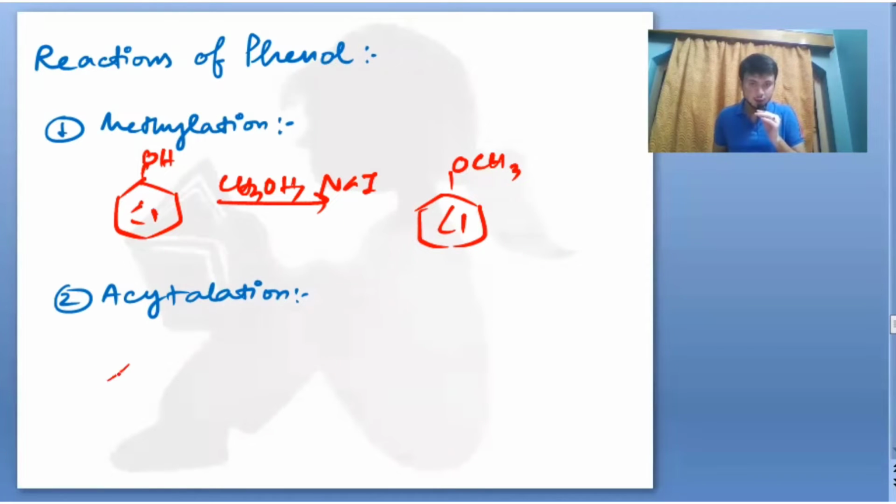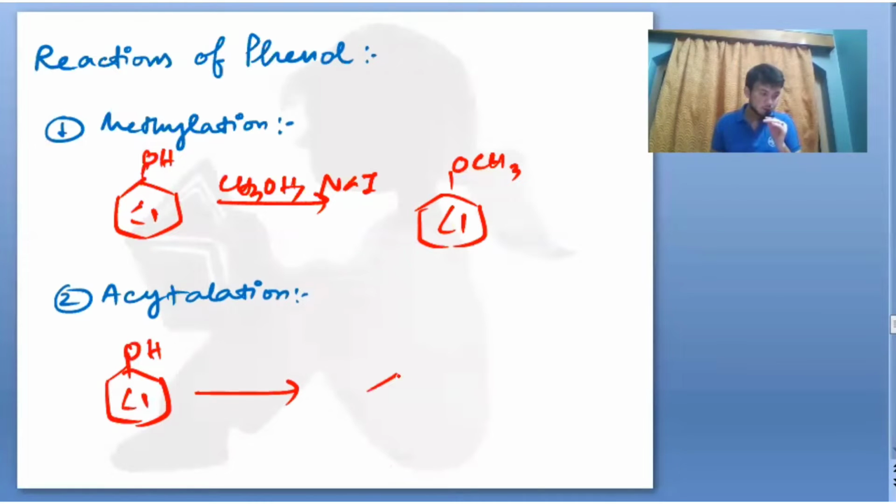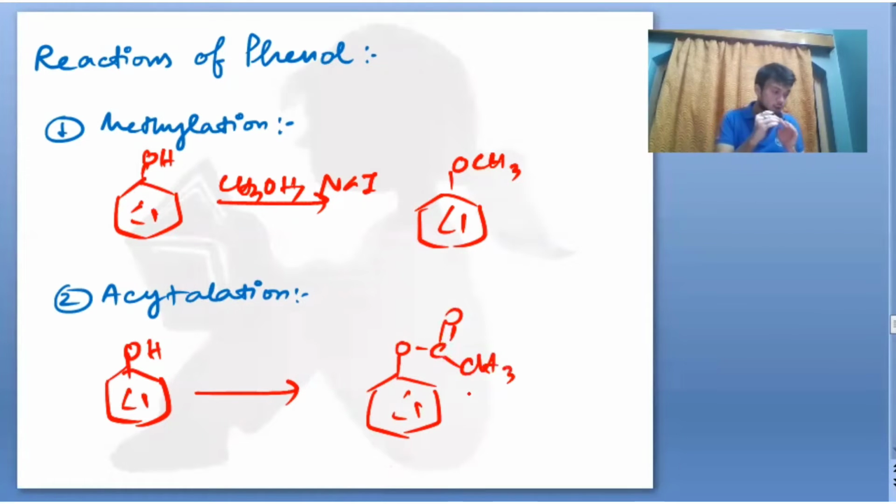In acetylation, what happens is that it forms a compound like this. Now what will be the end product or major product from this? This bond gets broken, and it just will be added here like this.